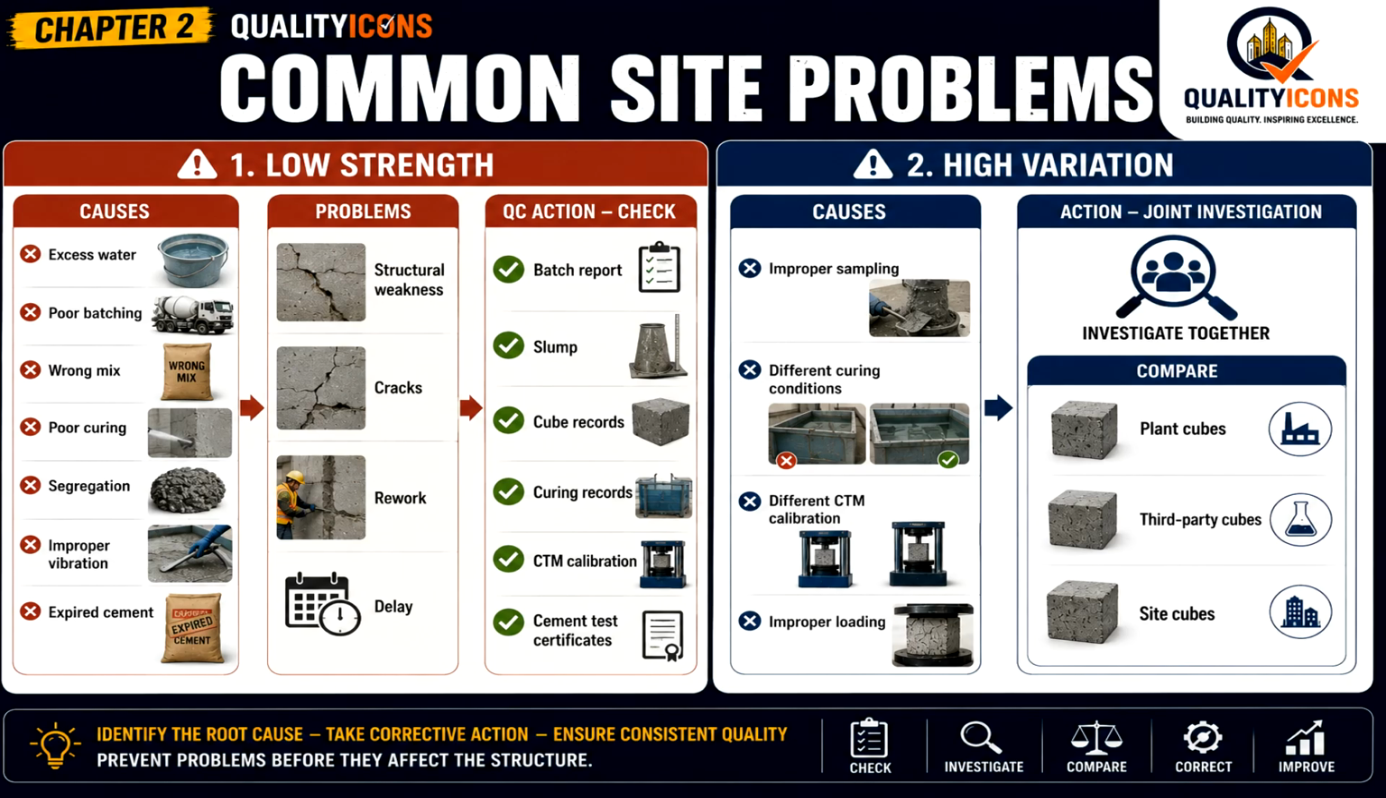See guys, here we are clearly defining the images and problems, the QC action, what the variation is, and what the joint investigation causes. Please see it. Low strength causes: excess water, poor batching, wrong mix, poor curing, segregation, improper vibration. Vibration is also very important, guys. How to put the vibrator needle is very important. Expired cement is the material part.